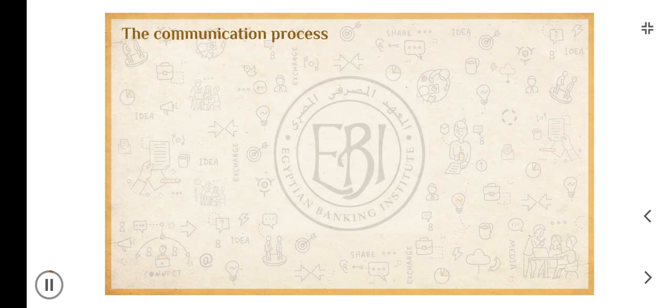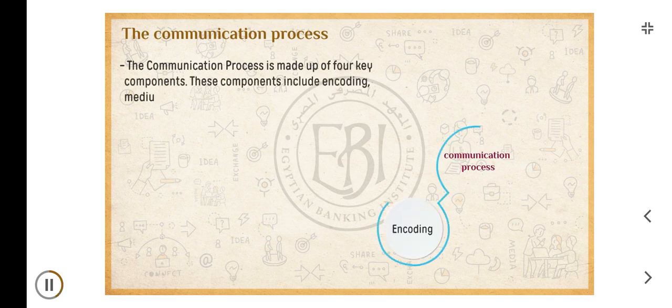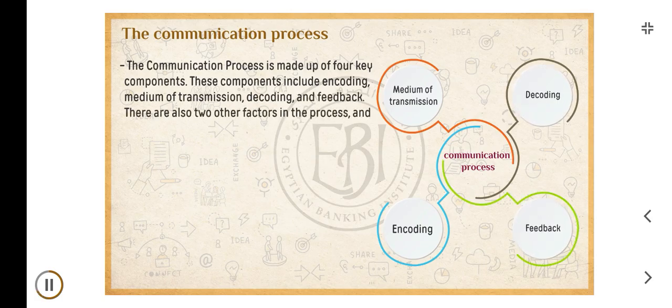The communication process. The communication process is made up of 4 key components. These components include encoding, medium of transmission, decoding, and feedback. There are also 2 other factors in the process, and those 2 factors are presented in the form of the sender and the receiver.